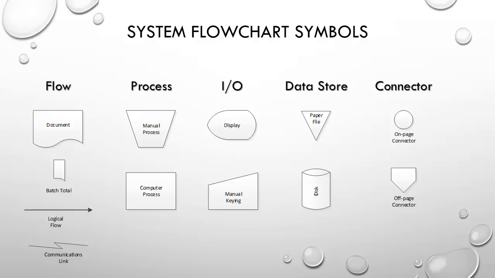The flow symbols are used both to illustrate the flow of information as well as the sequential ordering of processes in the system. For instance, the document symbol represents documents being passed around. While a document can take on an electronic form, we will usually use the document symbol to represent paper documents. This is all context specific. The batch total symbol represents a single number that flows with a set of documents.